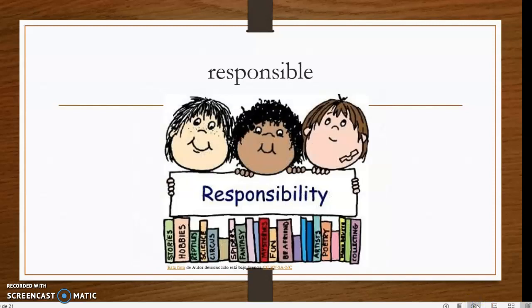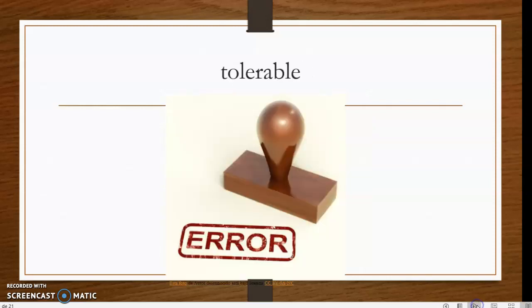Okay, the next one, responsible. This is easy to explain. I have 21 girls in my class and they're all super responsible and they know their chores and the activities they need to send me every day. Thank you, ladies, for being so responsible. Tolerable. Our last word, tolerable. I put a picture that represents an error. Tolerable is when we tolerate the mistakes that are made. The situation can be tolerable. It's not that bad.